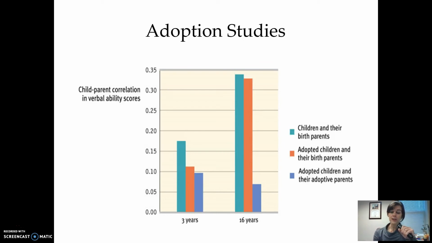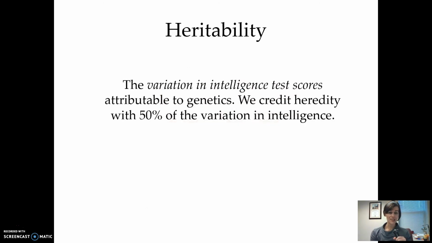Now, I want to be very, very clear here. I'm going to introduce a concept known as heritability. That is not talking about your genes at an individual level. We're talking about the variability in a population. So if I gave the entire class an IQ test, everybody's going to be different. And so there's going to be some variability there. How much of that variability is due to genetics? And that's what heritability is.